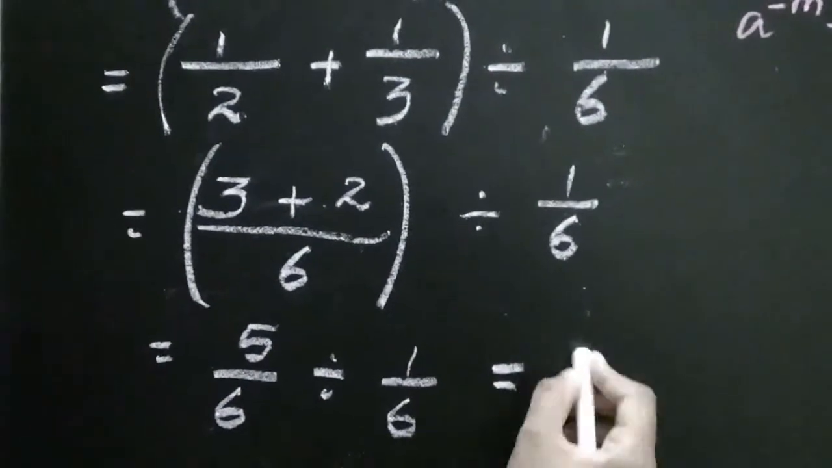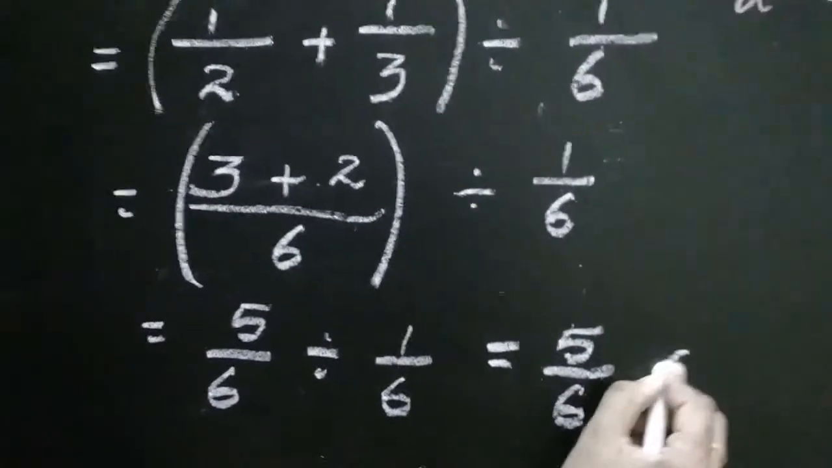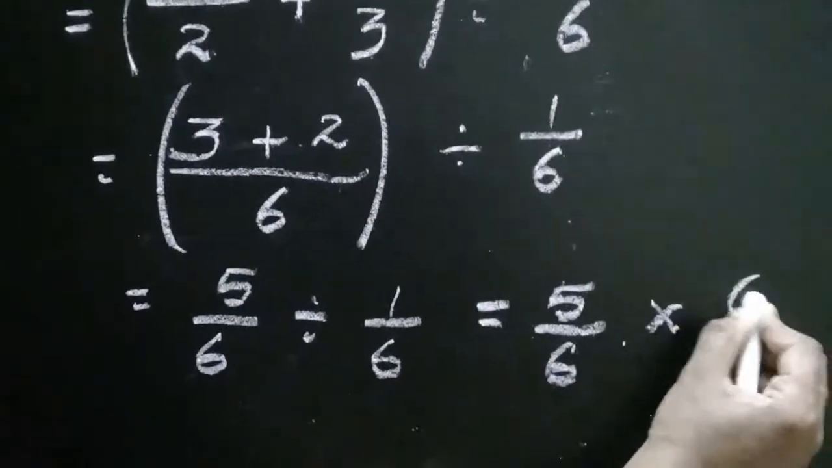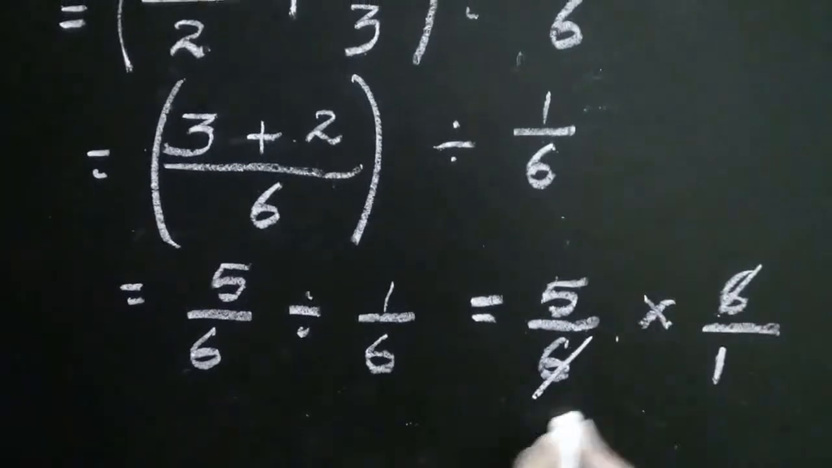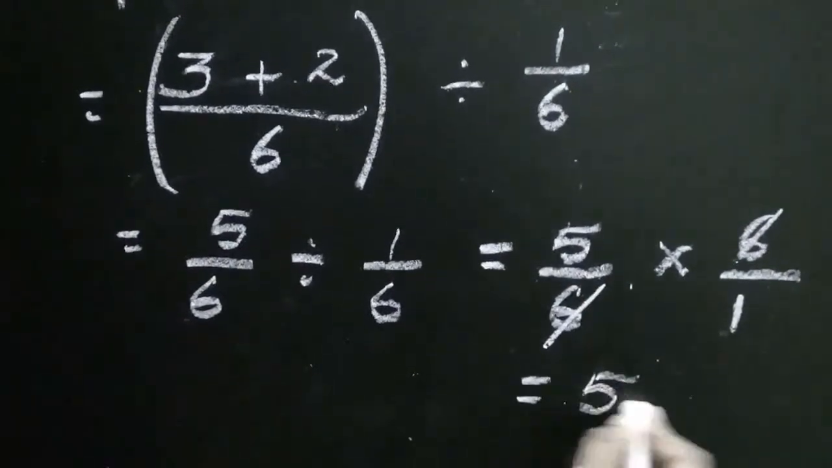So 5 by 6. Division converts to multiplication, which means we have to take the reciprocal of the second fraction. So 6 divided by 1. Now 6 and 6 cancel. So the remaining number is 5 divided by 1. The answer is 5.